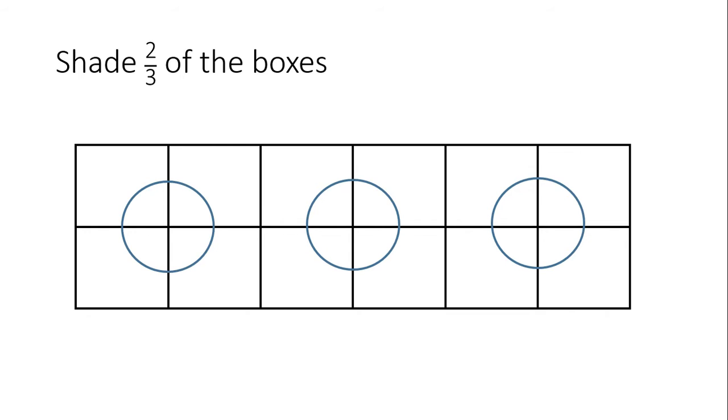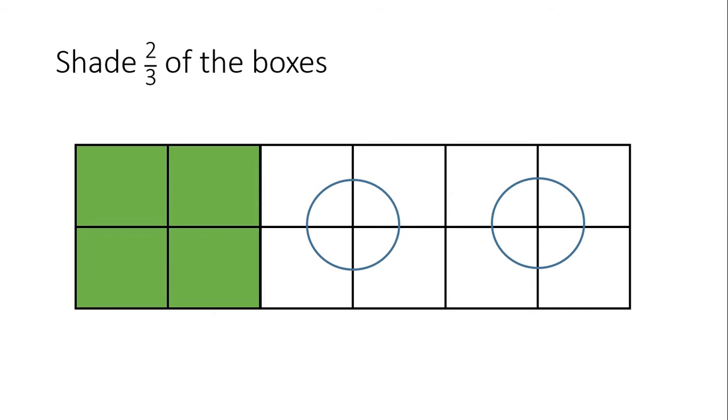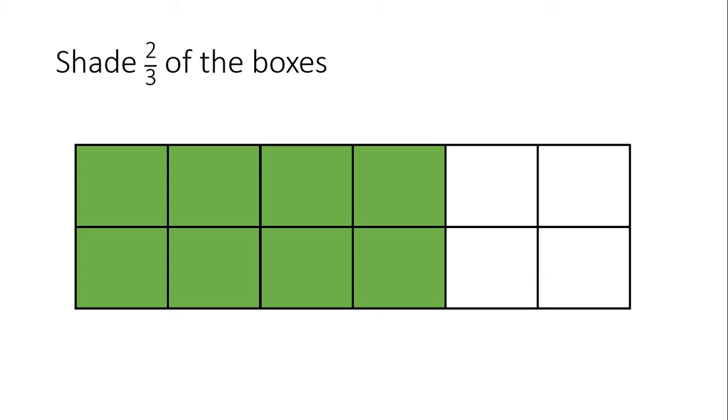How many groups am I going to shade? Well, the numerator says 2, so 1, 2, 2 out of 3. So let's shade 2 out of the 3 groups. 1, 2. And the last one stays white. I have 2/3 of the boxes shaded, even though I have more than 3 boxes to color in.